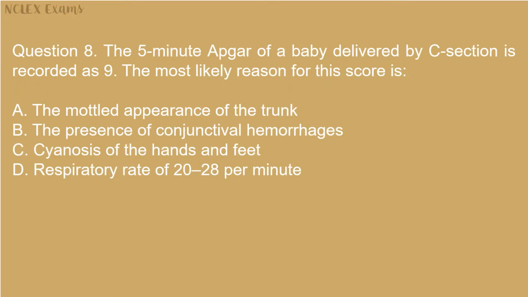Question 8. The 5-minute Apgar of a baby delivered by C-section is recorded as 9. The most likely reason for this score is A. The mottled appearance of the trunk, B. The presence of conjunctival hemorrhages, C. Cyanosis of the hands and feet, D. Respiratory rate of 20 to 28 per minute.